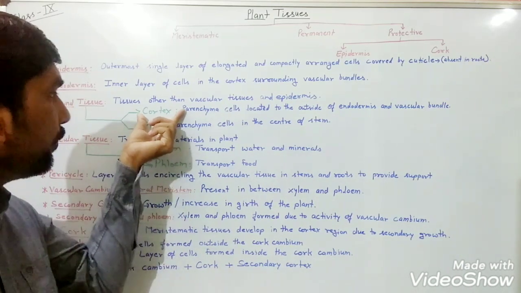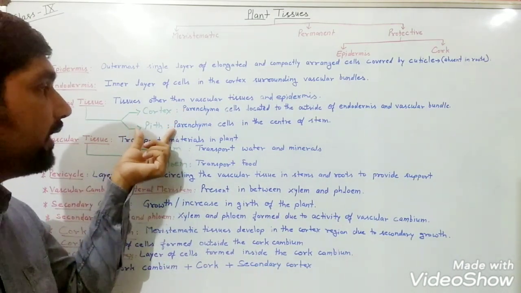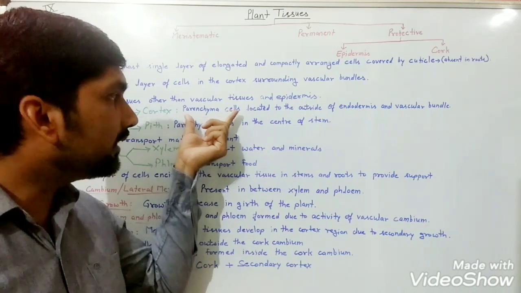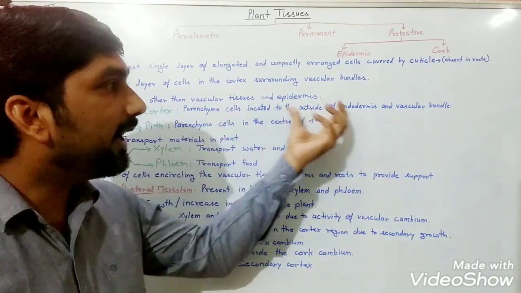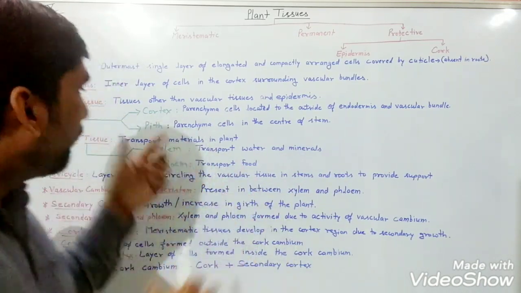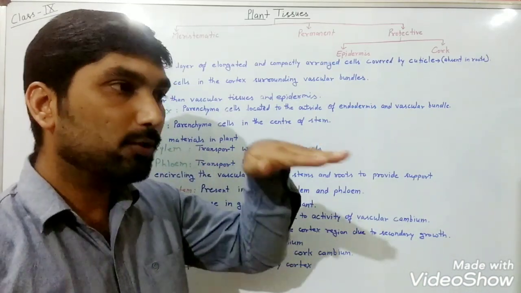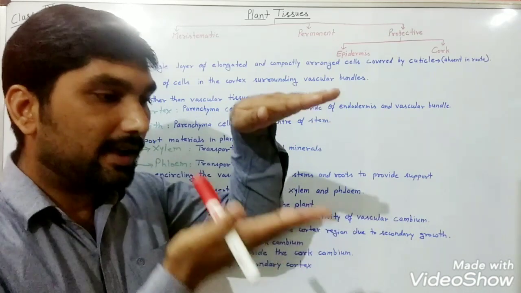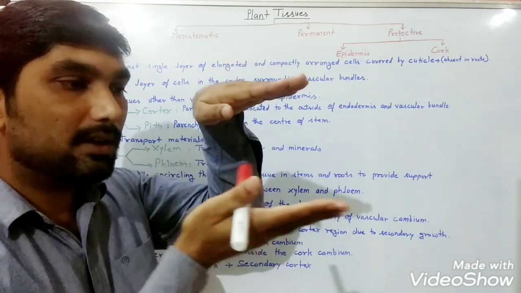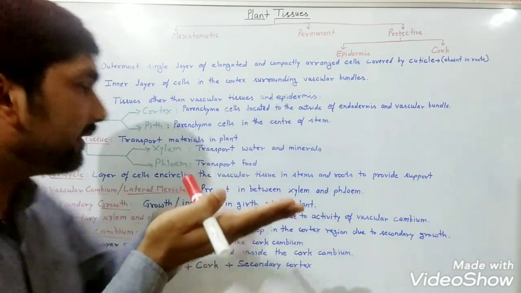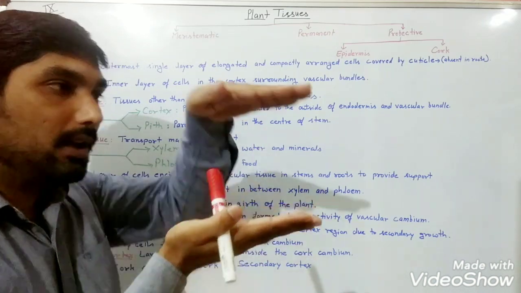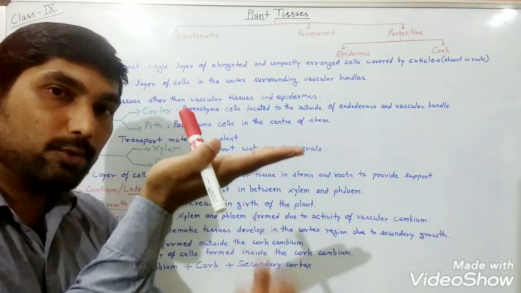On the basis of their presence in the stem, they are categorized into two names. The first is cortex and the other is pith. What is cortex? The parenchymatous cells located outside of the endodermis and vascular bundle. Suppose this is the outermost layer, the epidermis, and this is the inner layer, the endodermis. The region in between the epidermis and endodermis, made of parenchymatous cells, is known as cortex.